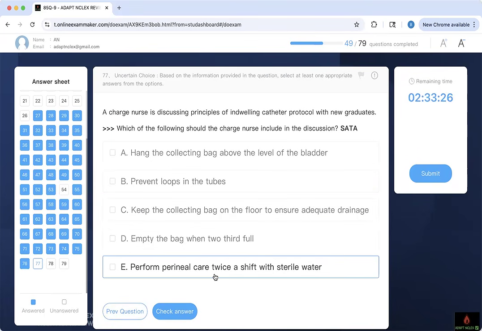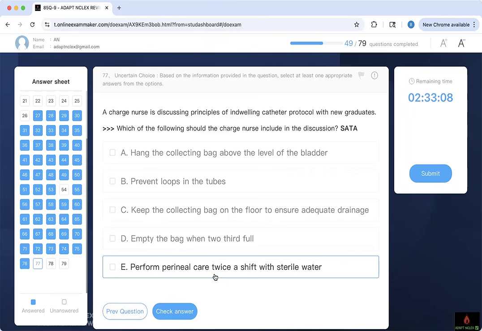Sterile water. All the question is asking you, when you're taking care of a patient with the Foley catheter, what do you do? Select or apply. Which one would you pick? Don't over-select. Don't be greedy. Pick those you're 100% confident. Which one did you pick?